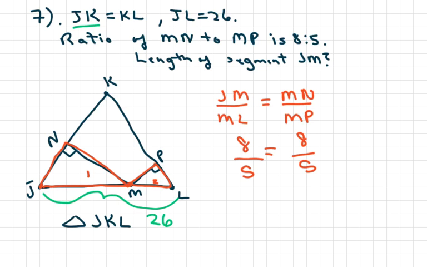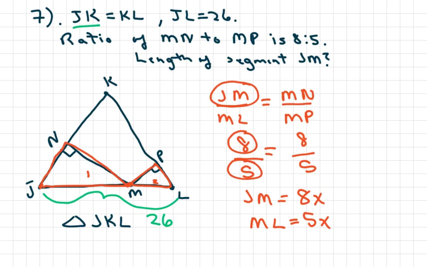Alright, so basically we let JM equal 8x. We're going to get ML equal 5x. So we're just setting this with the x's here. Okay? And then you can just solve. So we also know that JL, which is the sum of the lengths of JM and ML, so these two together, equals 26. So we have 8x plus 5x equals 26. Solving this gives you 13x equals 26, and x is 2.